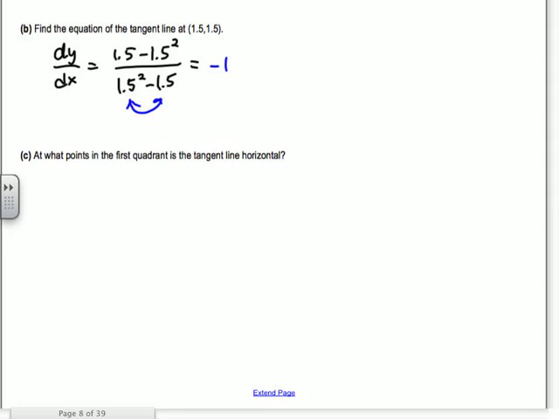All right, so that's your slope, and it's at 1.5, 1.5. So it's going to be y minus 1.5 equals negative 1 times x minus 1.5. You can leave it like that.